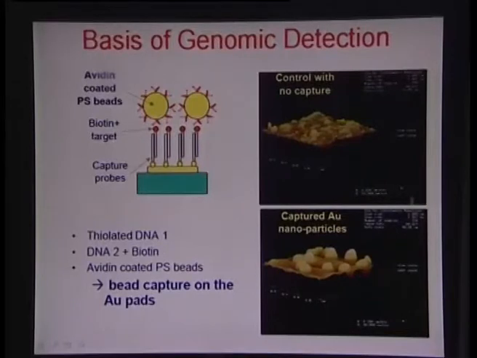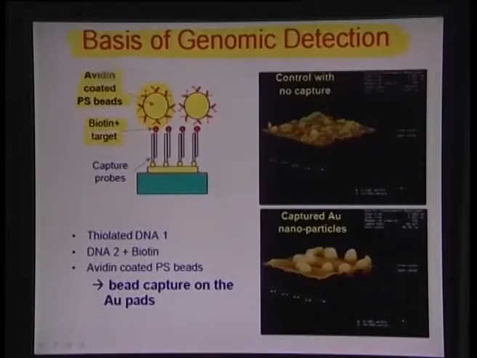Another very interesting work, probably reported by the same group, is one of the fundamentals of genomic detection. This is one of the first few works which indicate the concept of DNA hybridization. Here, of course, you have these avidin coated polystyrene beads. As you can see, these are the avidin moieties on top of the polystyrene beads. Avidin is essentially a vitamin which bonds very well to biotin, which is again some kind of a protein.